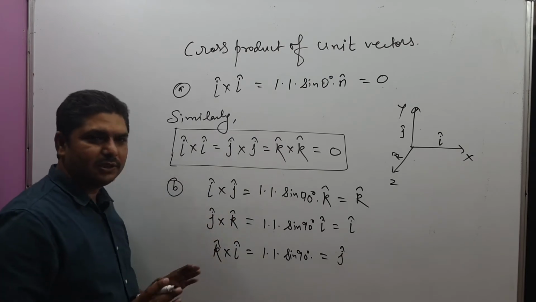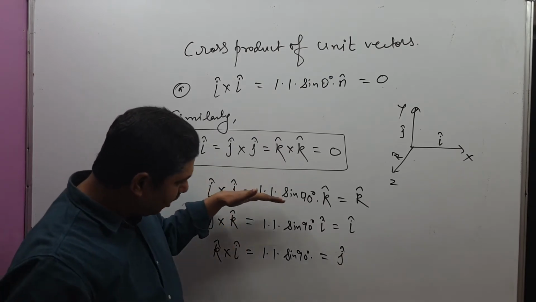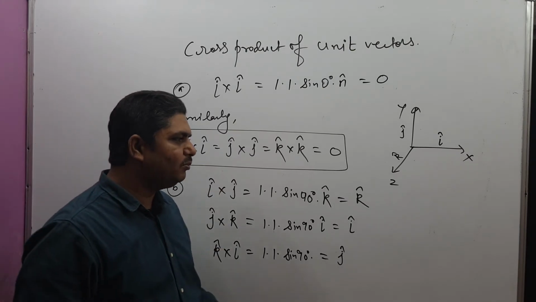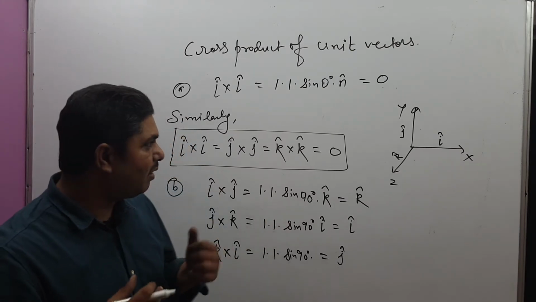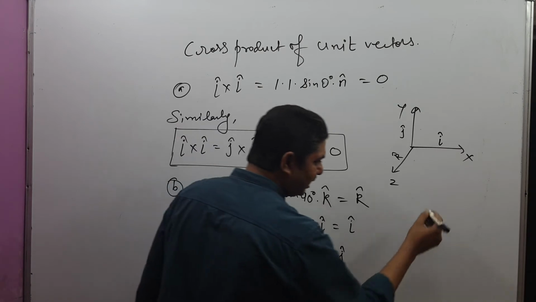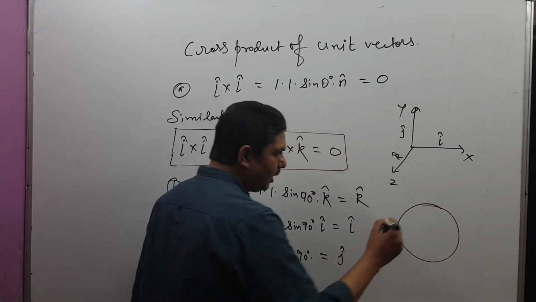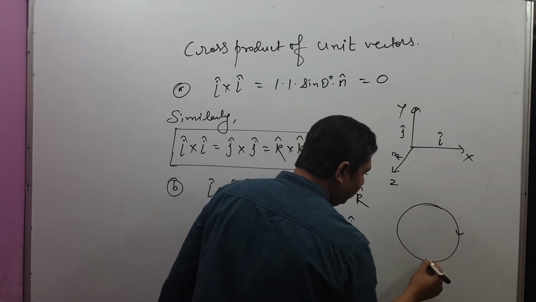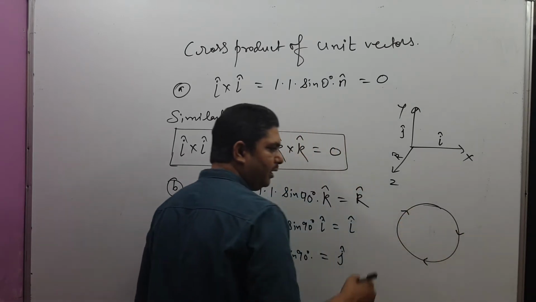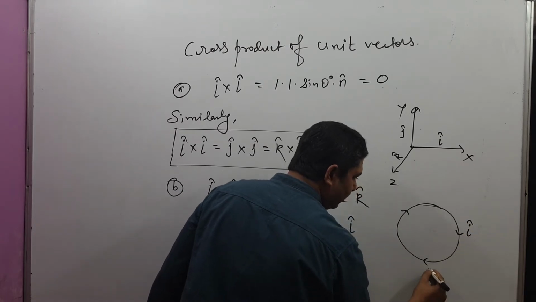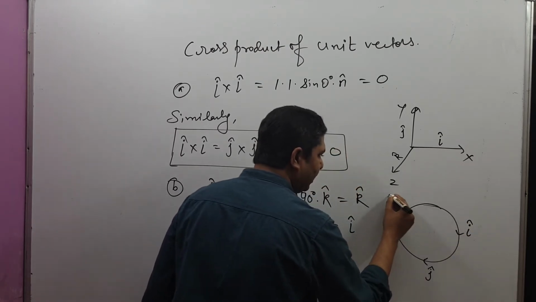But dear students, this is a way to understand it. In the case of solving problems, we use clock rule. What is clock rule? Clock rule says that make a circle and give 3 arrows 1, 2 and 3, and write here i cap, j cap and k cap.